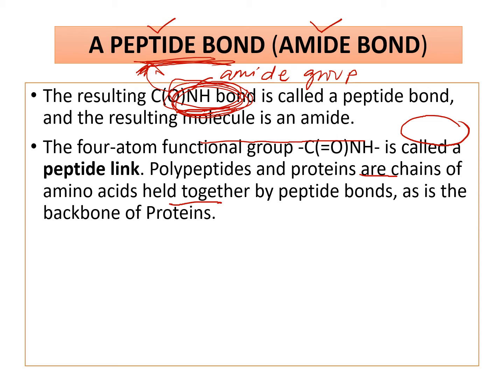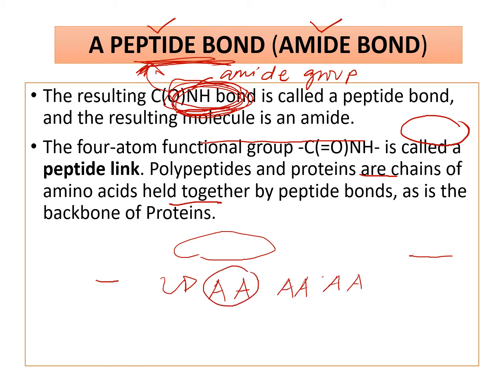Polypeptides and proteins are chains of amino acids held together by peptide bonds, which form the backbone of proteins. So as I've mentioned, a specific protein is composed of a long chain of amino acids. So there will be, of course, a lot of amino acids that need to be linked together to form such a specific protein.